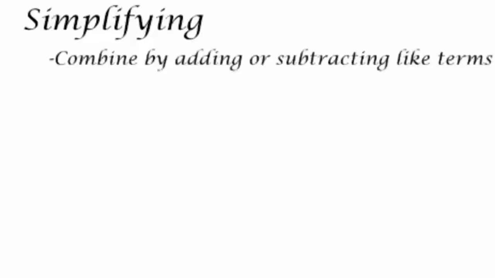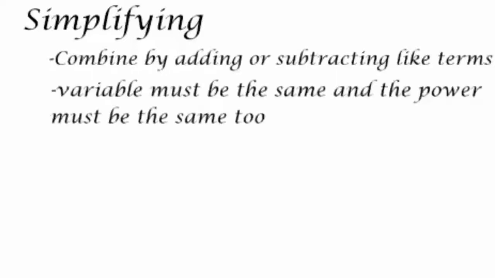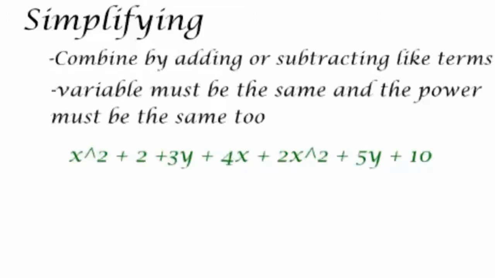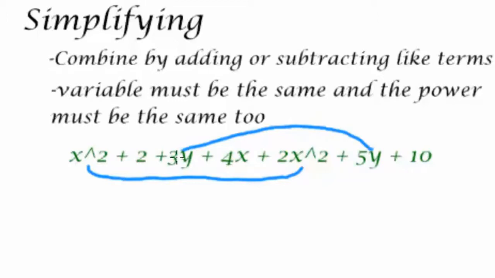But in some expressions where I have lots of terms, what do I do to simplify the scenario? Well, I can combine by adding or subtracting like terms. Like terms are those that are of the same variable and of the same power too. So let's take a look at a pretty complex algebraic expression where I have x squared plus 2 plus 3y plus 4x plus 2x squared plus 5y plus 10. 7 terms, and I know I can combine some. I can combine the x squared plus the 2x squared. I can combine the 3y and the 5y, and I can also combine the regular 2 with the 10 at the end.